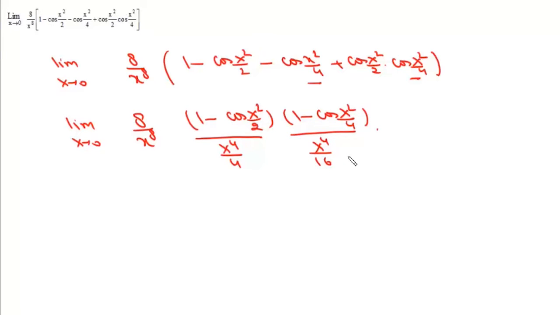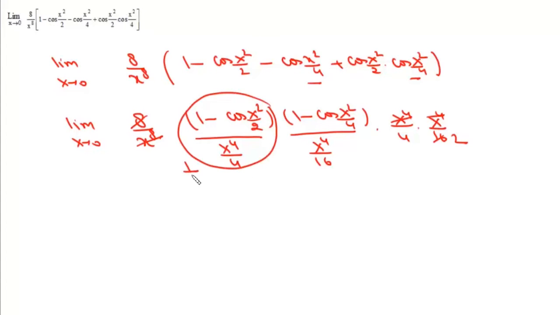And since we have divided it, we have to multiply them. So it will be x to the power 4 upon 4 and x to the power 4 upon 16. Now x to the power 8 will cancel. Now this is 2. Now the standard limit 1 minus cos x upon x square is 1 by 2, and this also is 1 by 2. So this value will be simply 1 by 32, and that is the answer to this question.